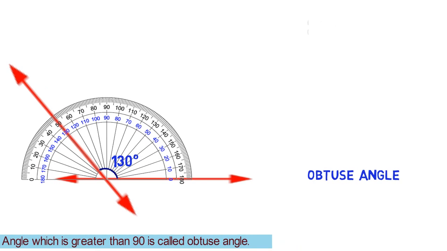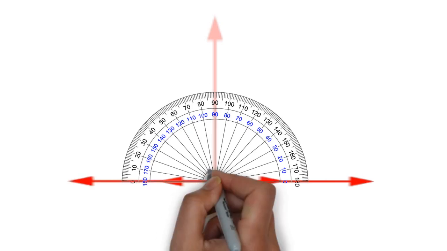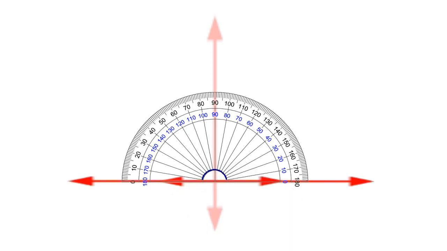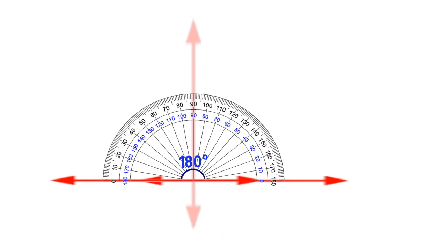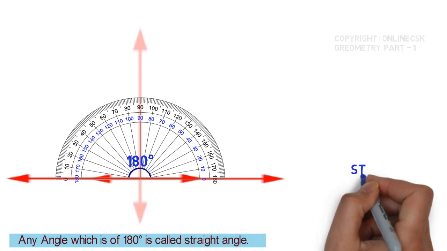Now at the end we'll see what if two lines make a straight line. So here we can see the angle is 180 degree and these two lines make a straight line only. This kind of angle is called straight angle, which is at 180 degree always.